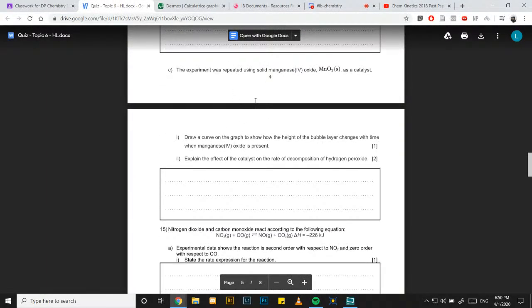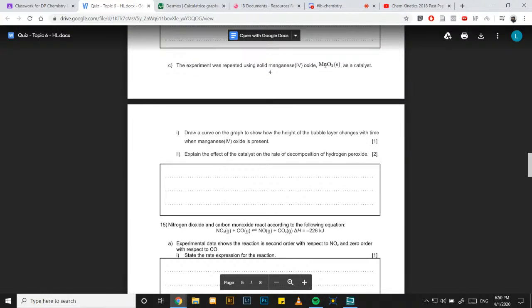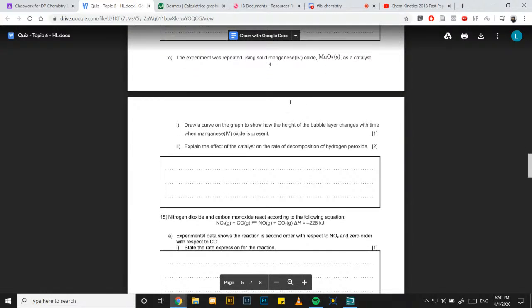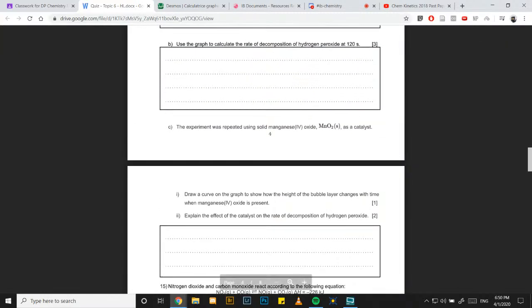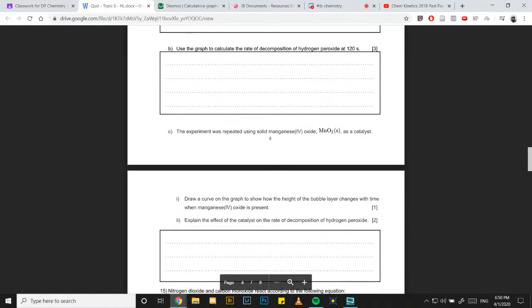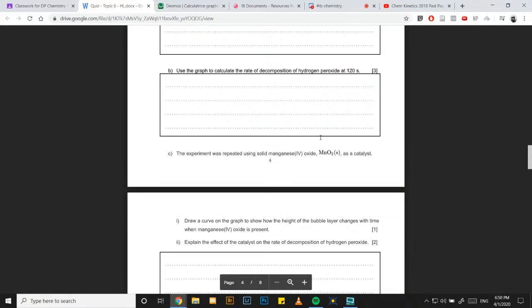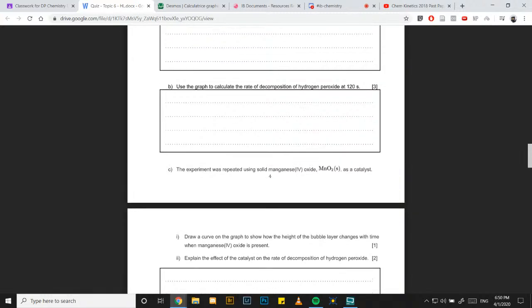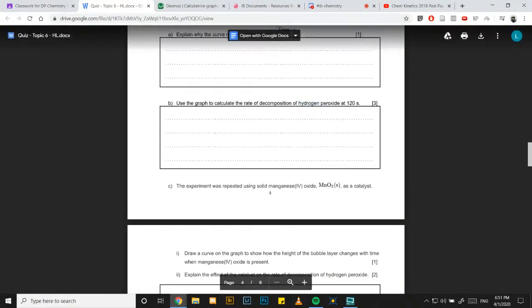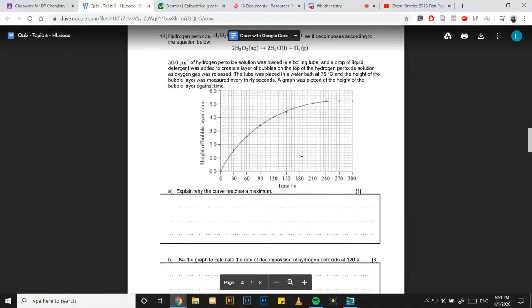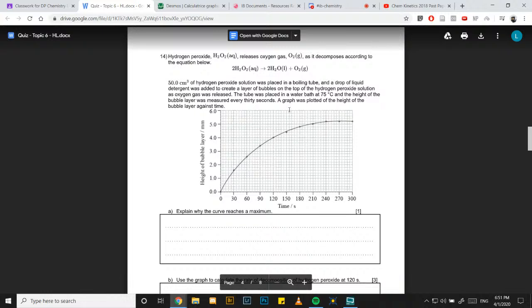Next, the experiment was repeated using solid manganese oxide, MnO2, as a catalyst. Draw a curve on the graph to show the height of the bubble layer over time when manganese oxide is present. When you have a catalyst present, it's reducing the activation energy, which means more particles are ready to start colliding, so you're going to speed up the rate of the reaction. However, you're using the exact same amount of reactants plus the catalyst, so you're going to end up reaching the same maximum.